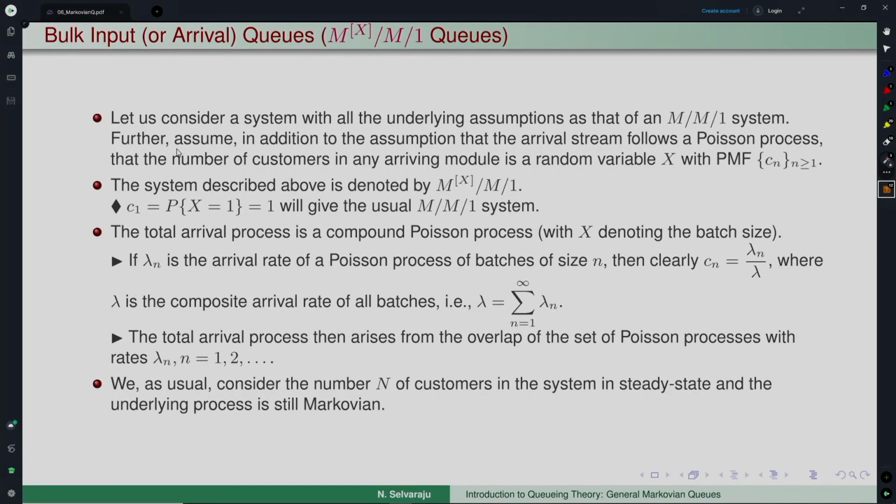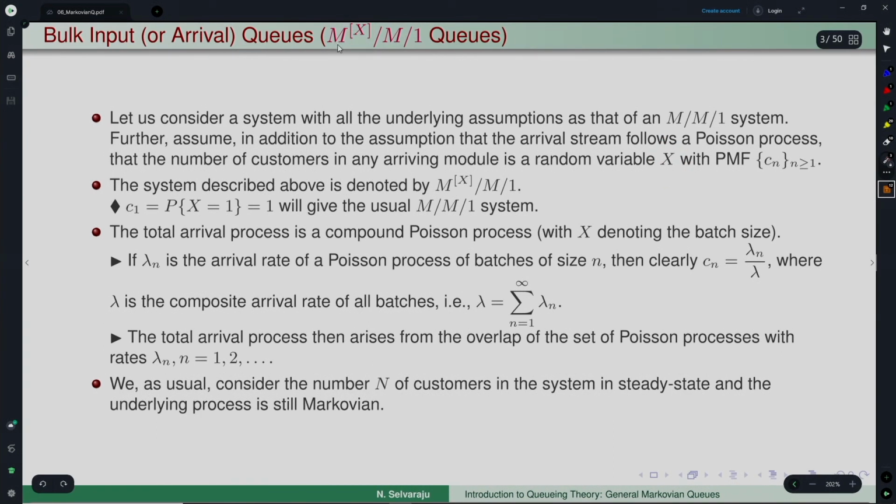In addition, the arrival stream follows a Poisson process, so the time between two different arrivals is still exponentially distributed with parameter lambda, but at each arrival instance the number of customers who arrive at that point of time is not just a single customer, but a batch. That batch size is a random variable X, and it has probability mass function Cn, which means that with probability C1 the batch will be of size 1, with probability C2 the batch will be of size 2, and so on. This describes the corresponding probability mass function, and this is the X that sits in the superscript of this M.